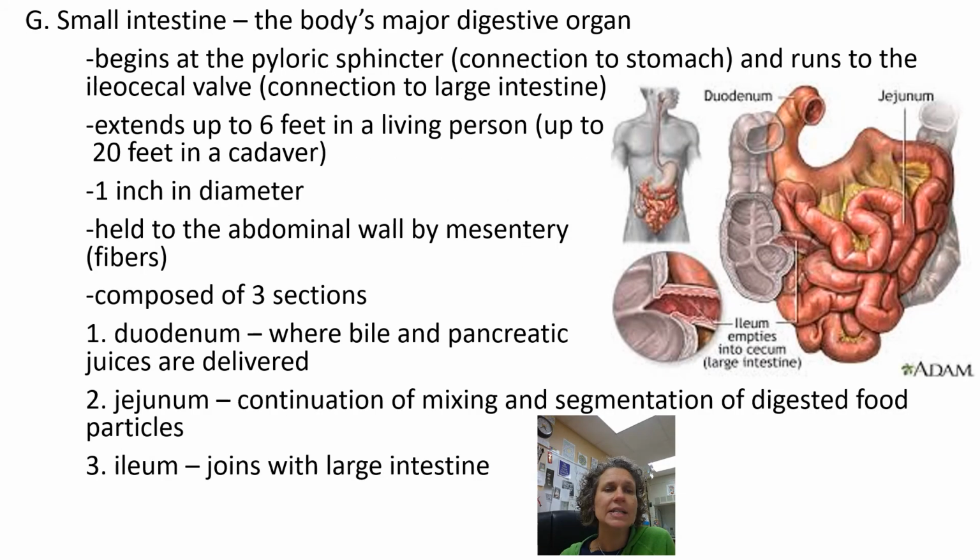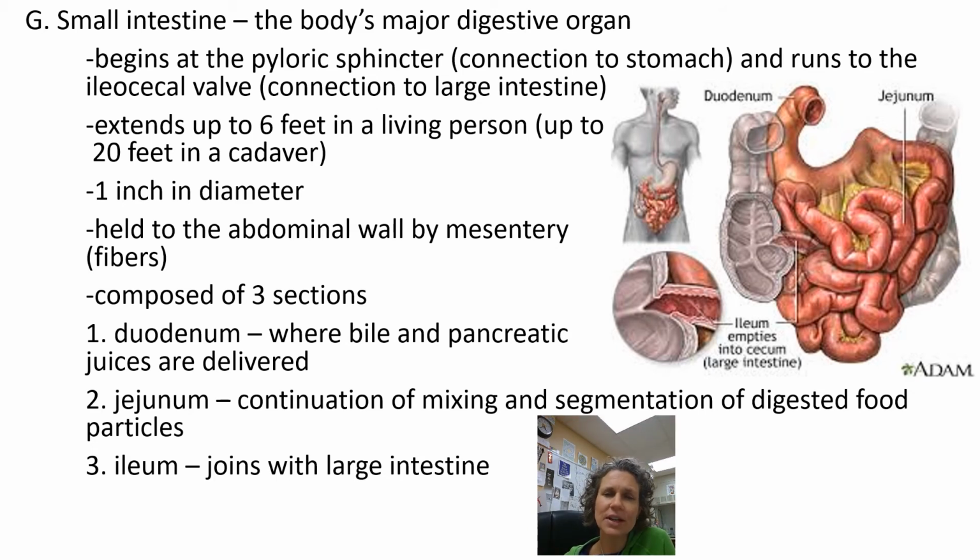Okay, now the small intestine. So this is really the biggest part of your digestive system. This is where it all really takes place. It starts at the pyloric sphincter, the connection to the stomach, and runs all the way to the ileocecal valve, which is the connection to the large intestine. So that's from the beginning to end. In a living person, it can extend up to 6 feet. I don't know how they measured that, quite honestly. But in a cadaver, it's more like 20 feet.